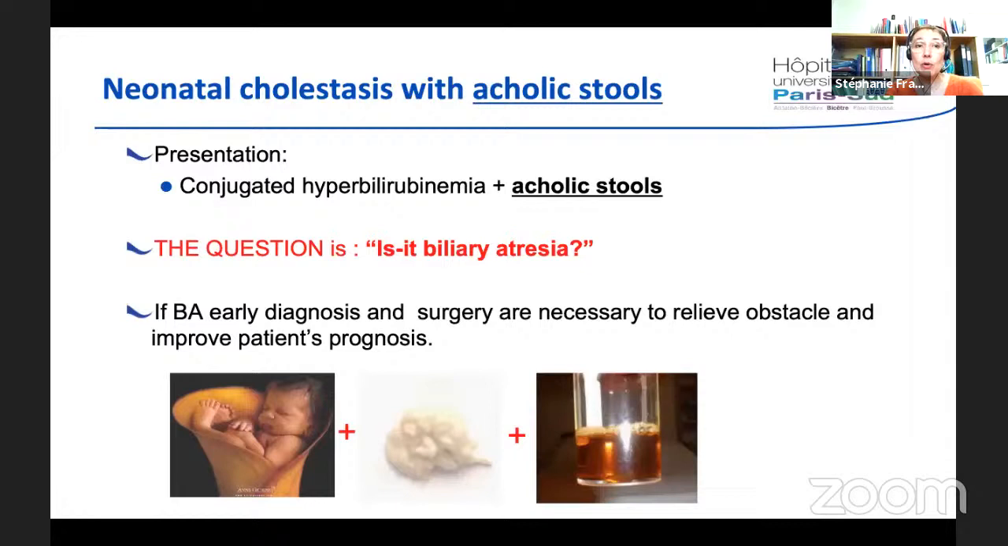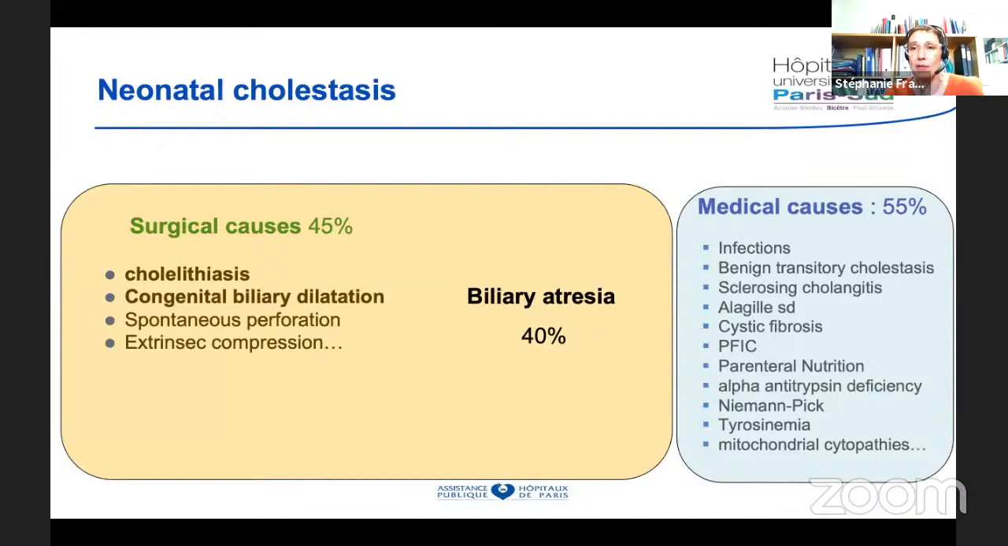The real question with neonatal cholestasis for radiologists is the baby with acholic stools, because the question in that case is, is it biliary atresia? And we know that if we do the early diagnosis of biliary atresia, then the surgeon can do the surgery early, and this improves the prognosis of the patients. That's why we have to be very cautious about this context.